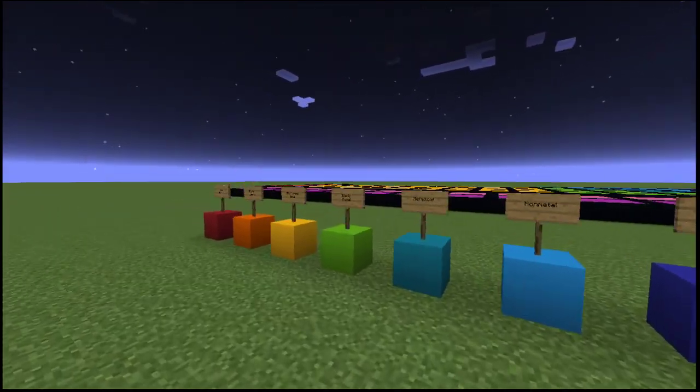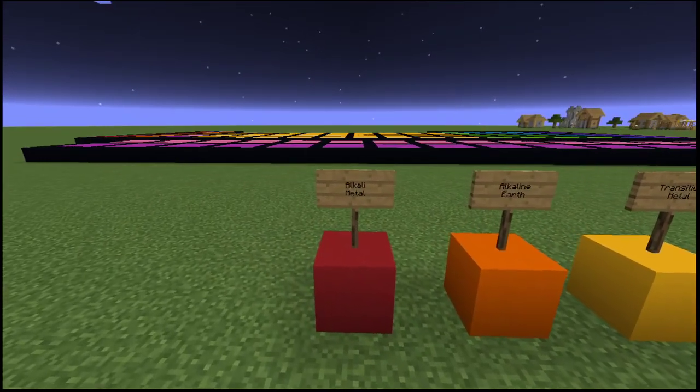Here are all the groups of elements on the periodic table.